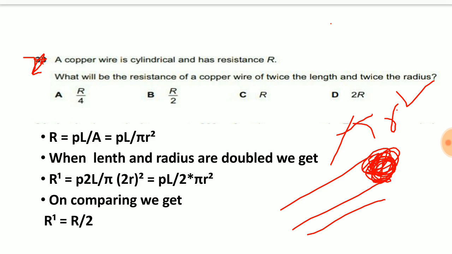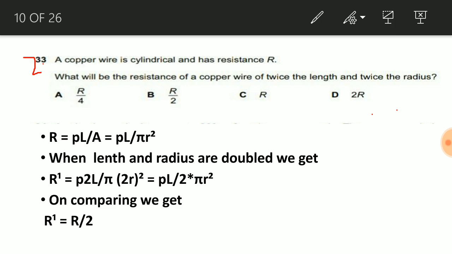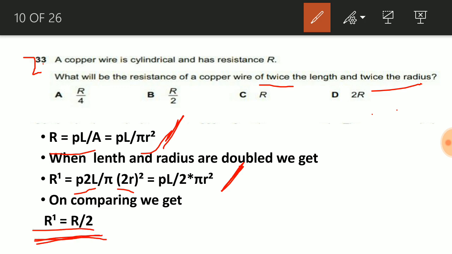Our standard formula to calculate resistance is R is equal to rho L by A, and I have replaced A by pi r square. Now in the second case, it is saying that length is twice and radius is also twice. Because of that I wrote here twice L in the place of length, and in the place of r I wrote 2r whole square. On comparing the first resistance and second resistance, we get our answer R dash is equal to R by 2, which is in option choice B. So option choice B is the correct answer for this question.